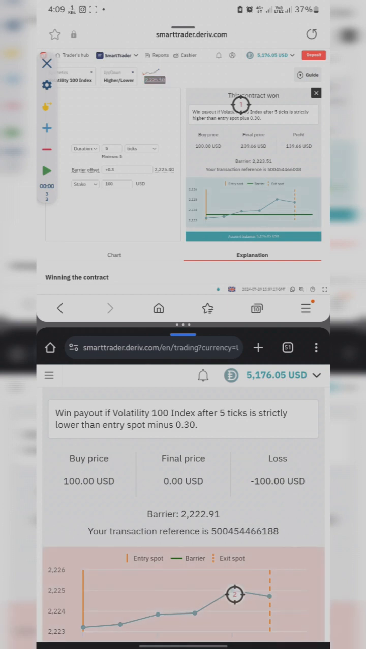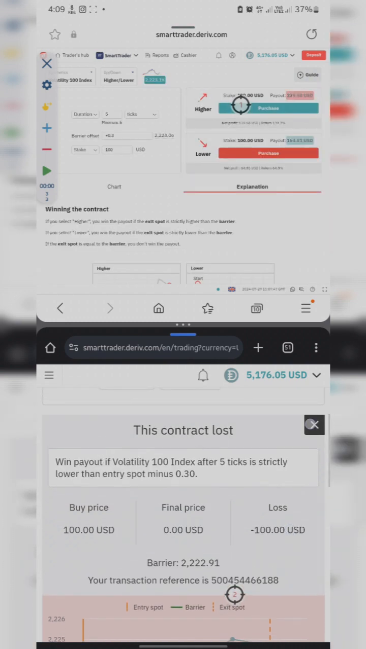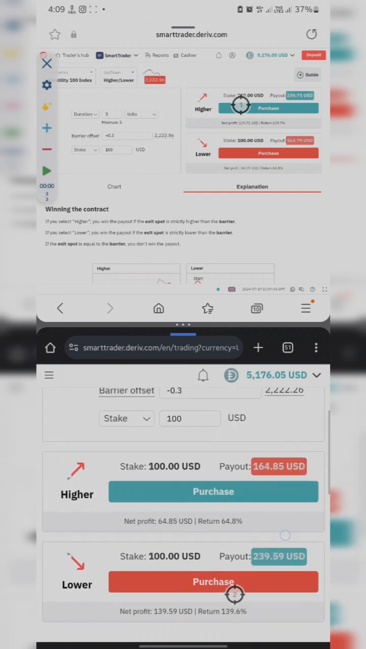Okay, so I already made back my loss, so each trade gives me 39%. So I need about 3 to make 100%. So if I win 3, I make back 100%. So I'll do this again.